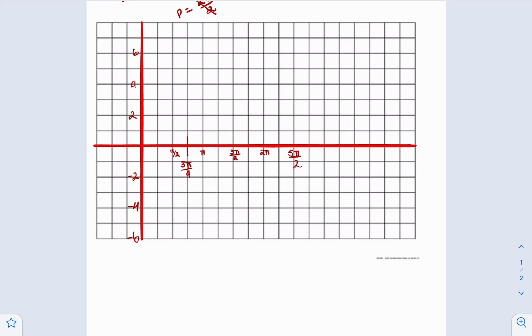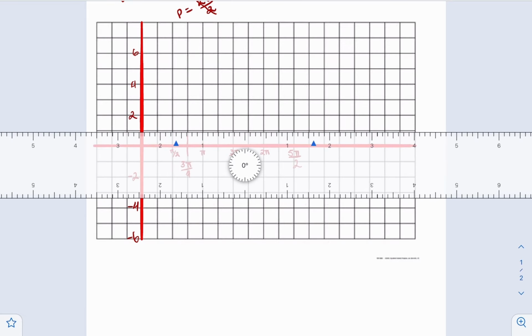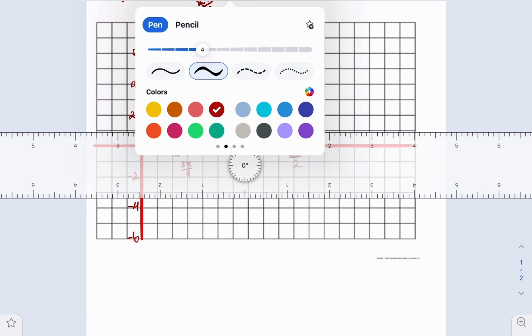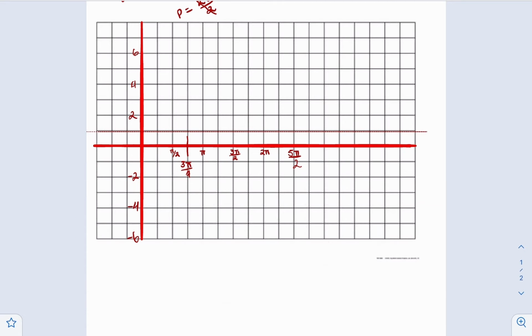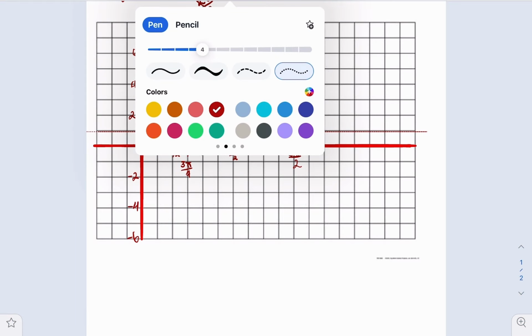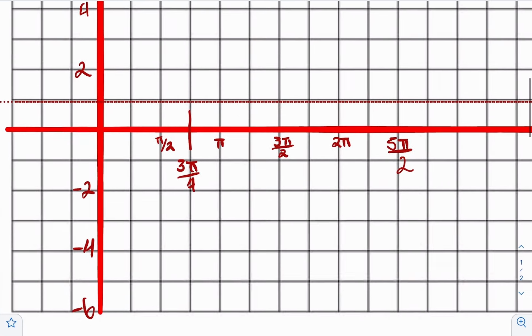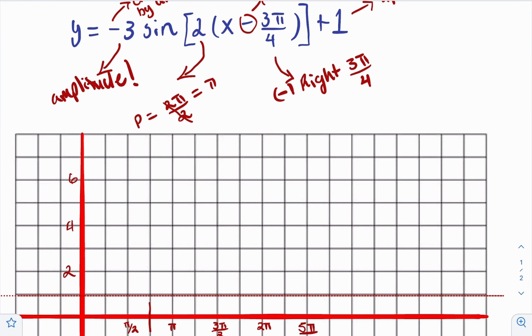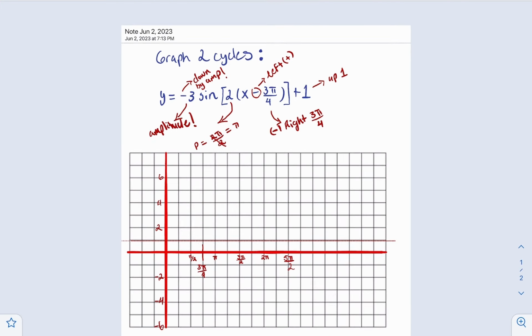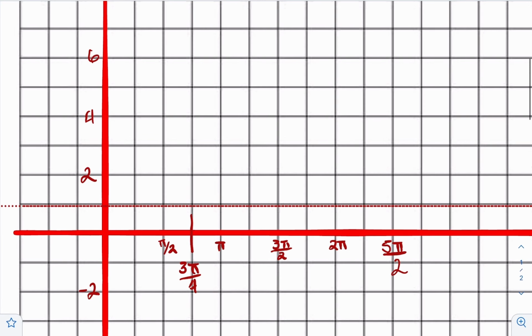So always label your vertical translation and the equation of the axis. Okay? Just do a dotted line and that would make your life easier. Now what you want to do is recognize that the phase shift is right 3 pi by 4 and up 1. So we would actually start right here. Just place your dot right there.